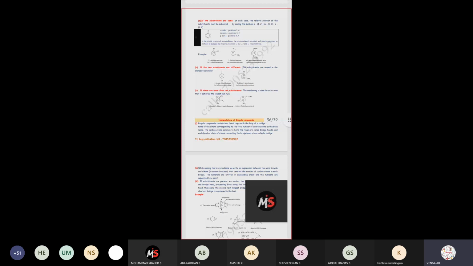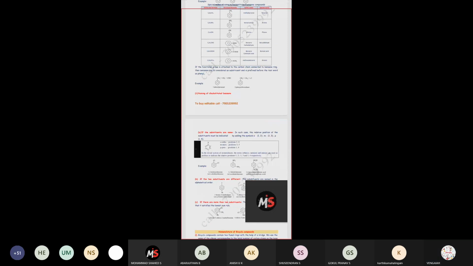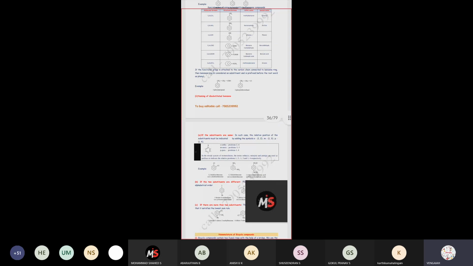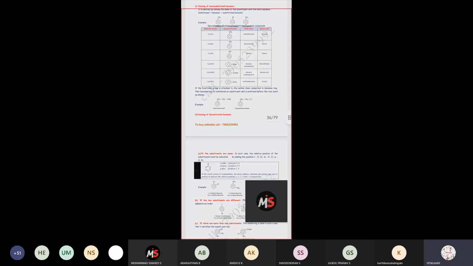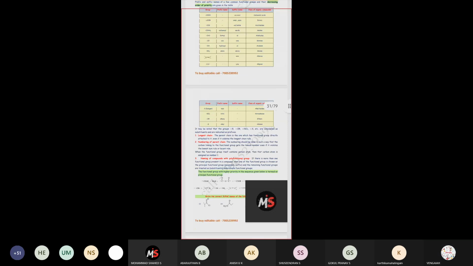Last class we discussed some rules along with functional groups. What functional group is there, and what name can you give the compound? So look here. What is the first rule? The first rule is the rule for naming of open chain organic compounds. For open chain organic compounds, what rules can we follow? First we check it.